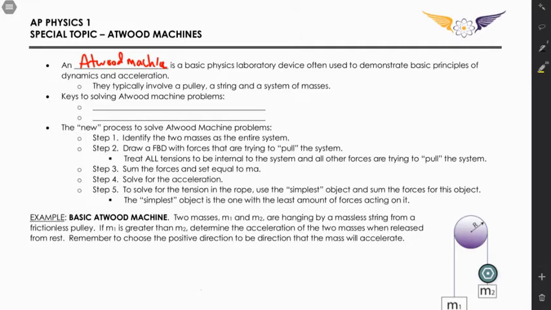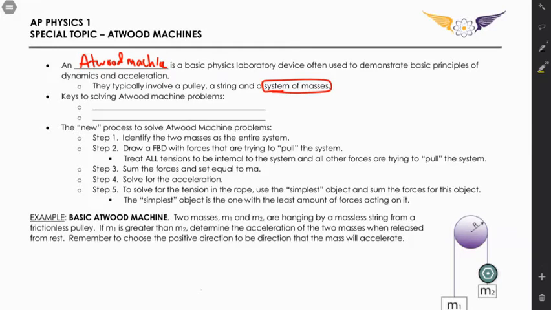All right. And so that's what I'm going to do. I'm going to make some demos, and I'll take some data to show you how this works out and do some predictive things. But typically they involve a pulley, a string, and a system of masses. Now the system of masses, and I don't know if I threw this off on the test, but one of the questions on the test had 3 masses, right? 2 on one side, 1 on the other.